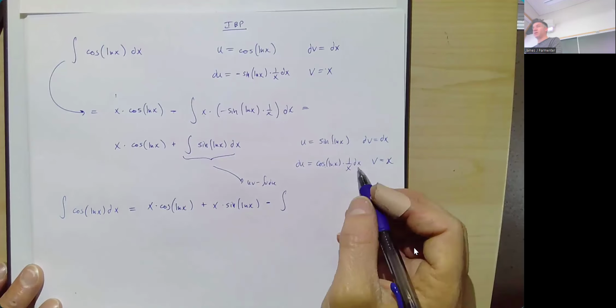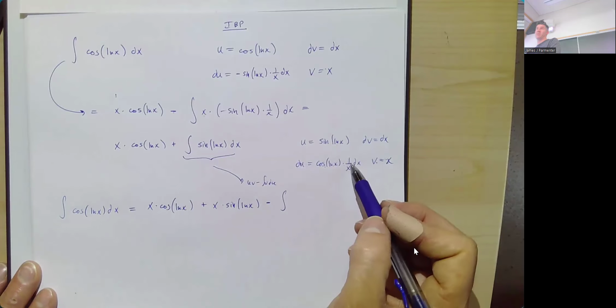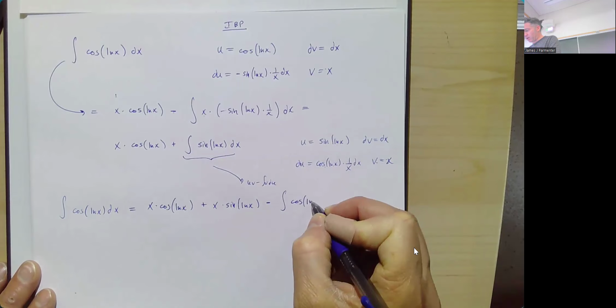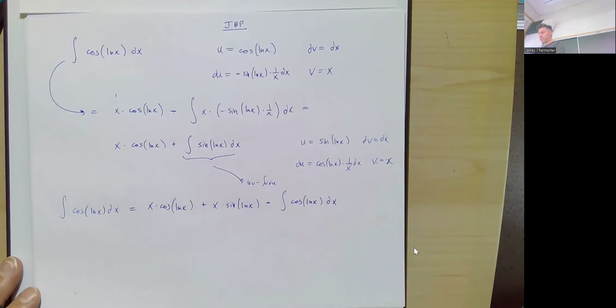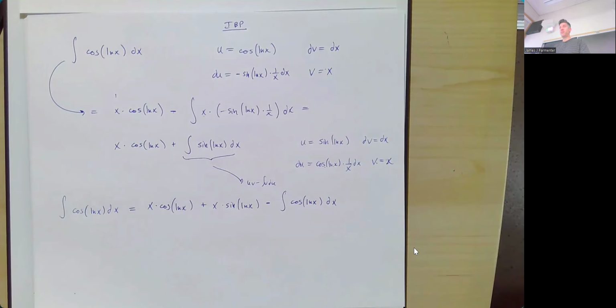Well, let's just observe here that for my v times du, the x times 1 over x will cancel out, and I'm going to get cosine of natural log of x dx. Oh, look, I'm back where I started. I'm back to the integral of cosine of natural log of x dx, which is the integral I started off with, which feels like you might have done nothing, but that's not true. We have done something.